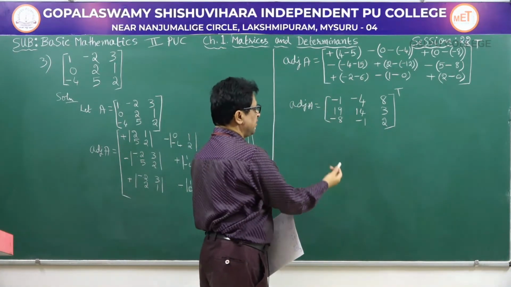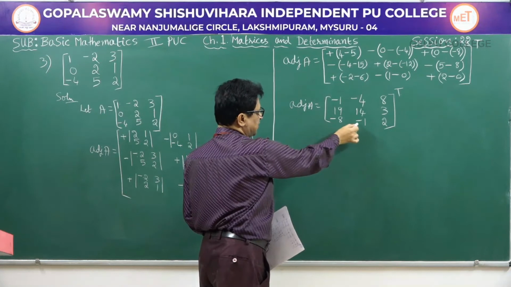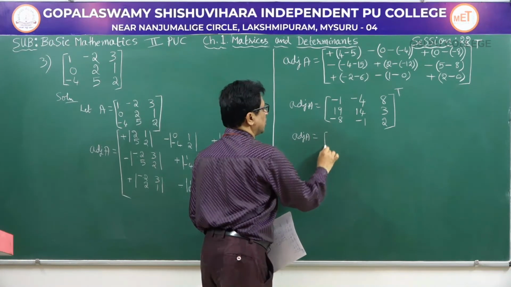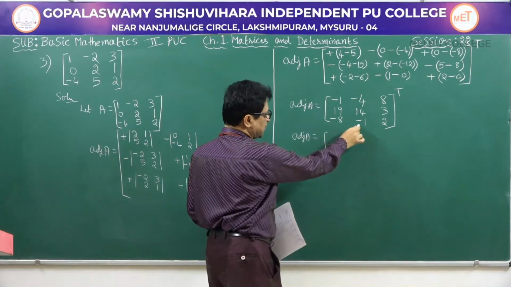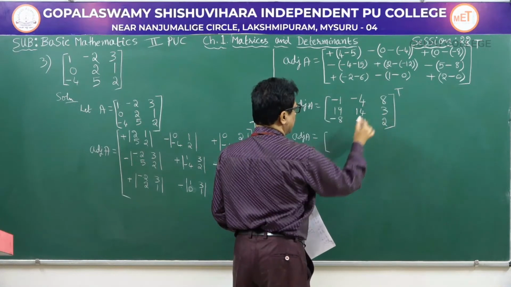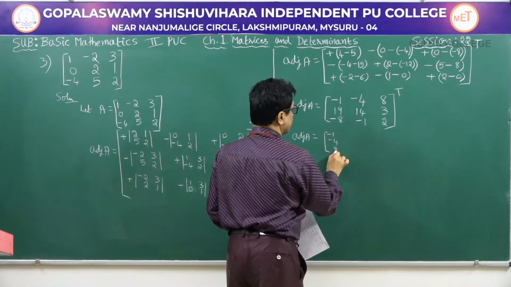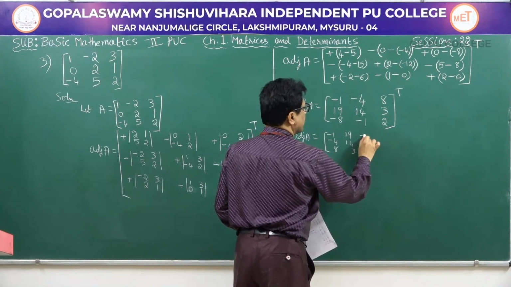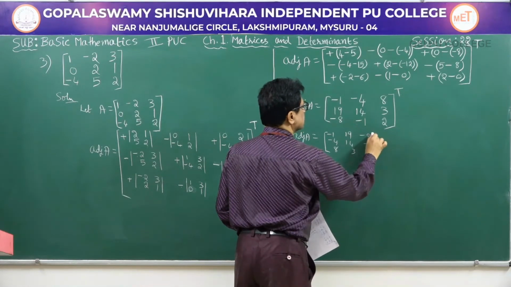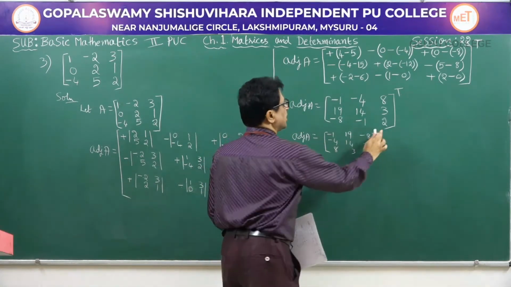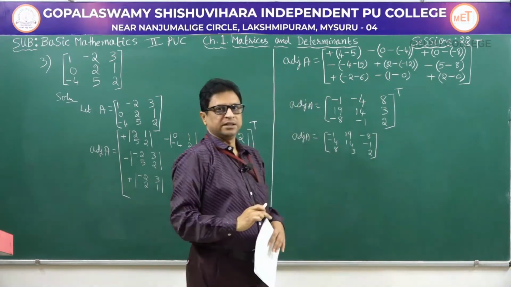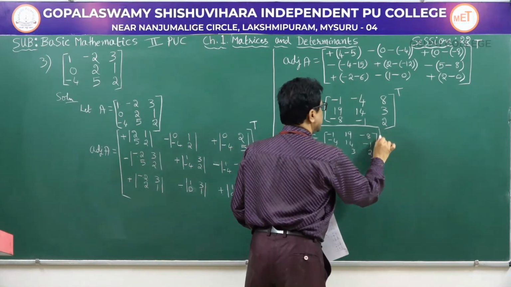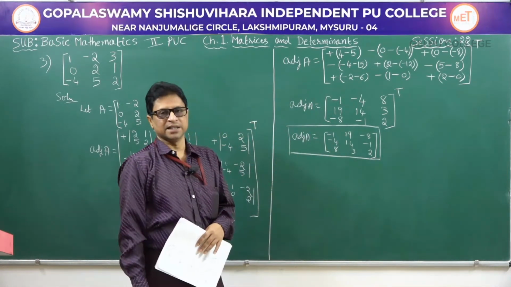After this simplification, we have to take the transpose of this matrix. So in the next step, adjoint A is equal to, so we have to take the transpose of this matrix. So the first row becomes first column, second row becomes second column, third row becomes third column. Next, we should not put T here because here we have already taken the transpose. So that completes this problem. This is the required result.